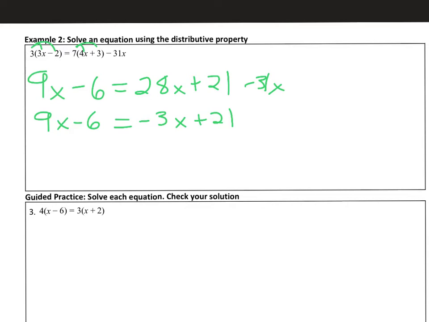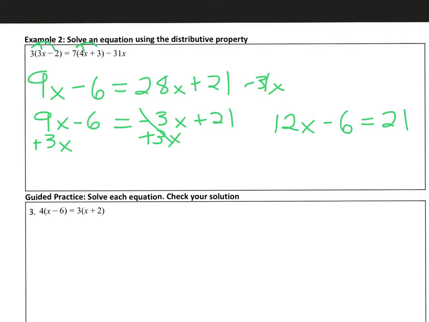From then on, I want to get my variables on the same side of the equation. So I would either move 9x to the right-hand side or move negative 3x to the left-hand side. Instinctually, I'd think of moving negative 3x to the other side by adding it. So negative 3x plus 3x is 0, and then I can combine 9x and 3x to become 12x. I'm going to write it on this right-hand side so that we have enough room. So 12x minus 6 equals 21.